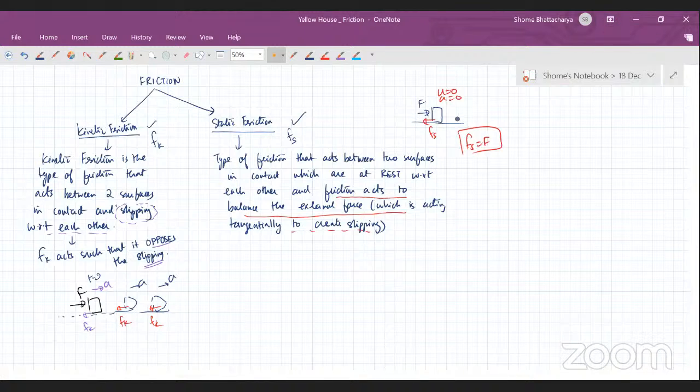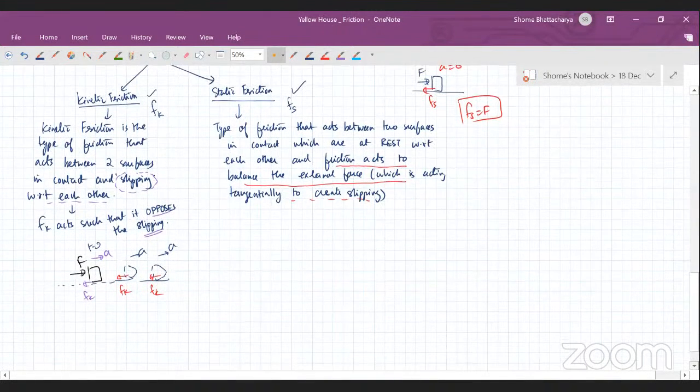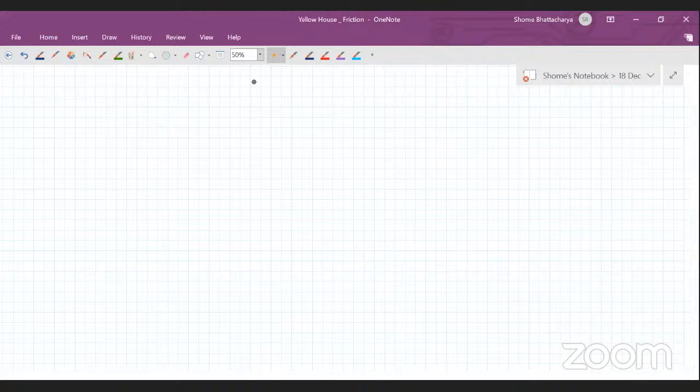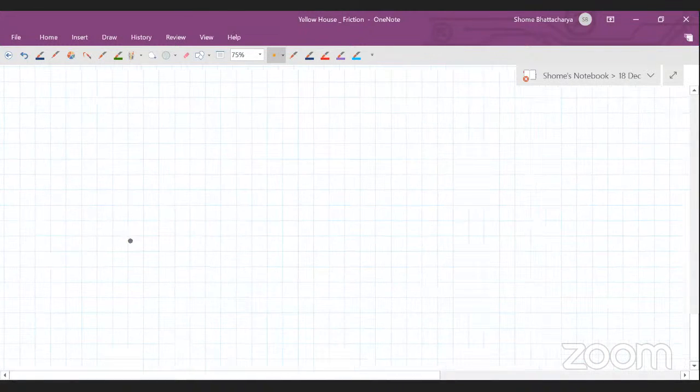Yes, we will discuss what are the factors on which the amount of static and kinetic friction depend. Okay. So, static and kinetic friction.